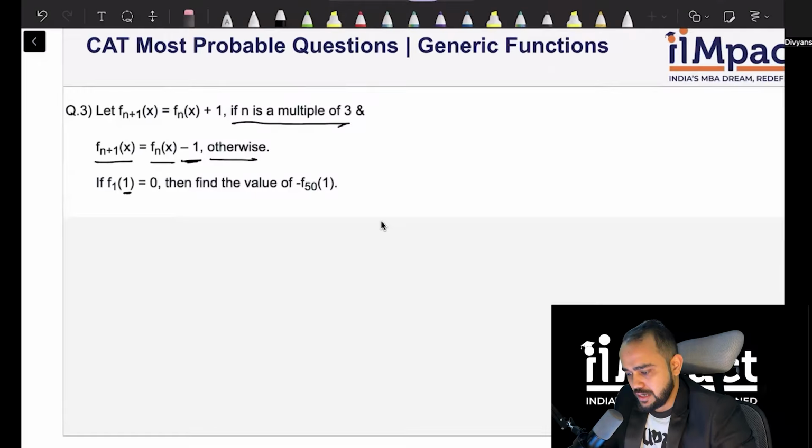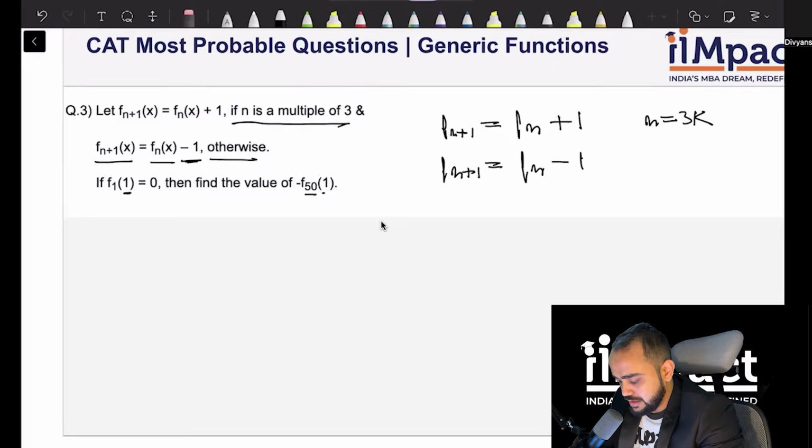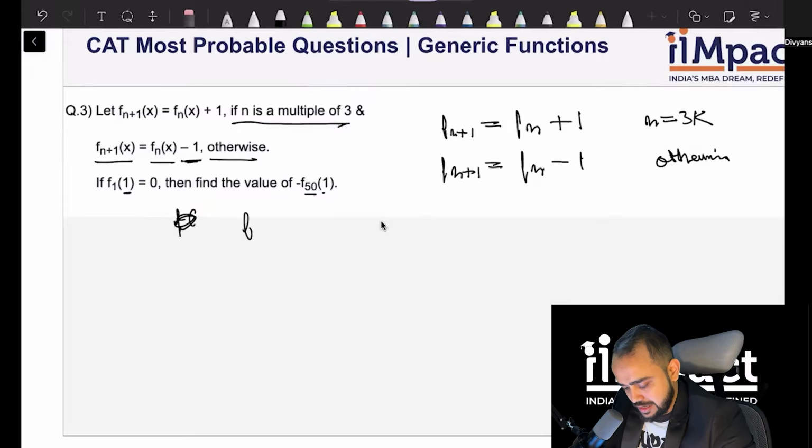I'm playing on the nths, the iteration of the function, and not what the actual input is. So I'll write f of n plus 1 is equal to f n plus 1 if n is equal to 3k, and f of n plus 1 is equal to f n minus 1 otherwise. This is what they have given to me. Now let's write it like this, f1 is equal to 0.